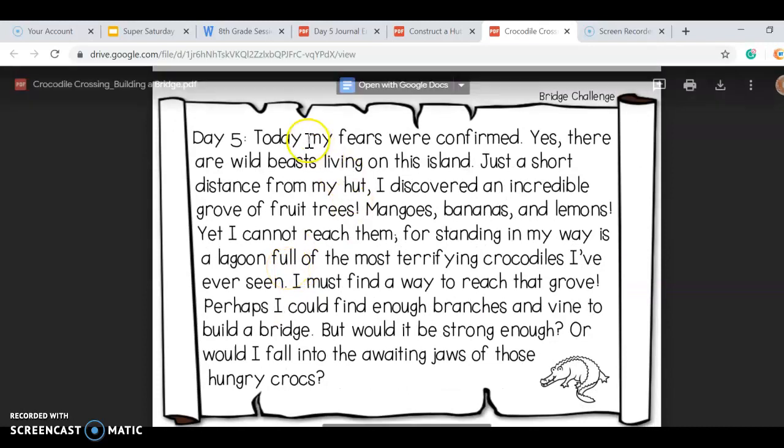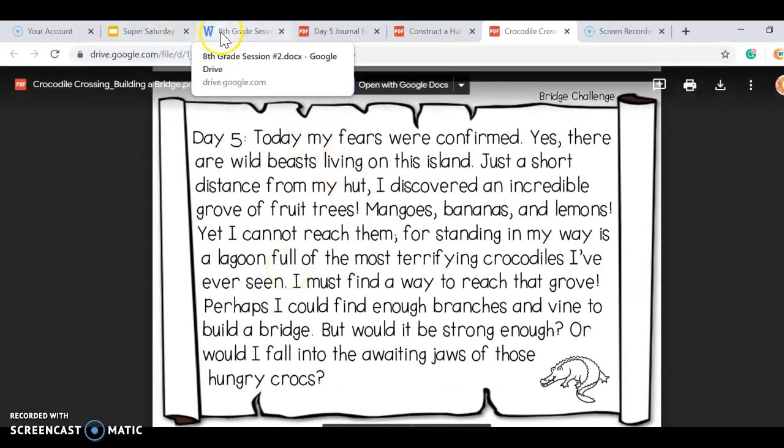Before you get started, which is in your lesson plan, read day 5 journal entries. So it's kind of like the anticipatory set, getting them in the mind frame of what that person, Sir Houndstooth, may feel like stuck on this island. So it says, today my fears were confirmed. Yes, there are wild beasts living on this island. Just a short distance from my hut, I discovered an incredible grove of fruit trees, mangoes, bananas, and lemons.